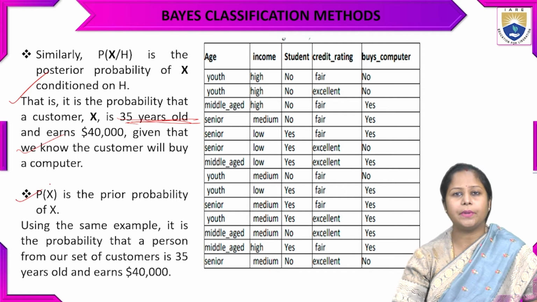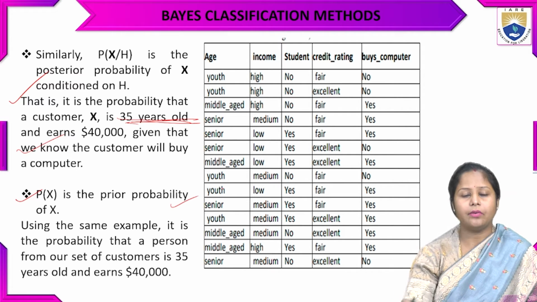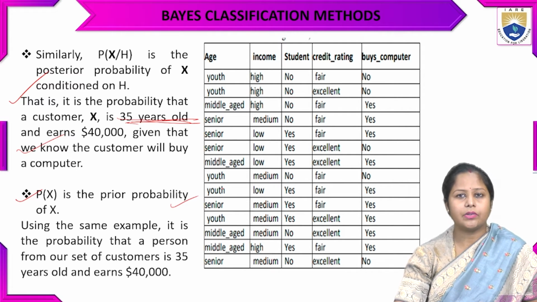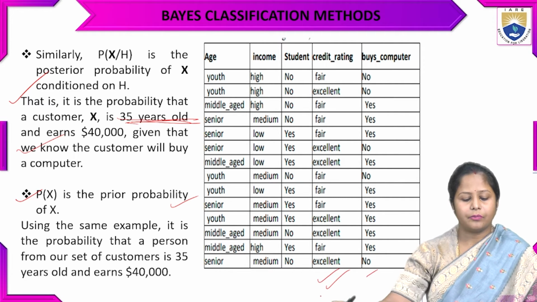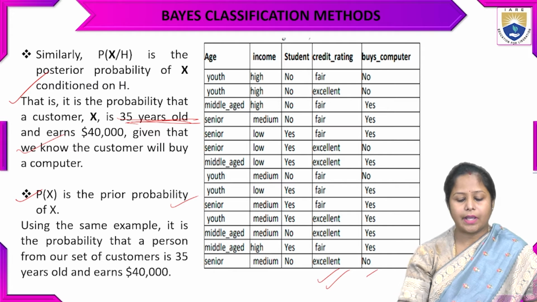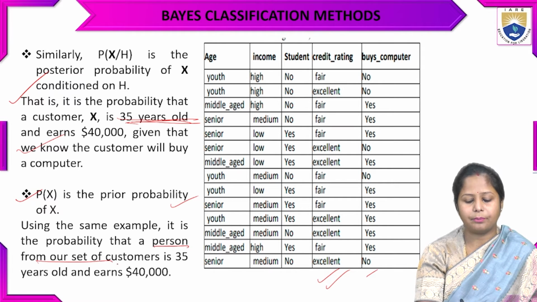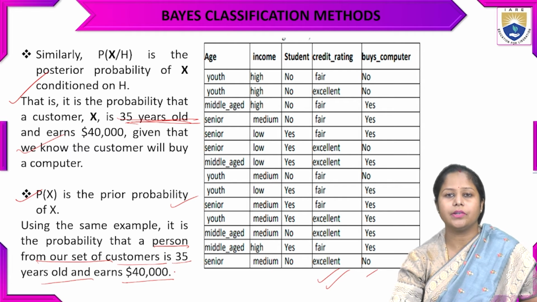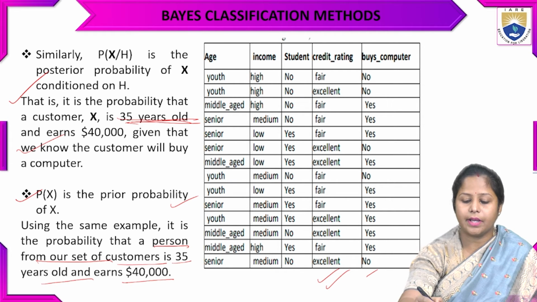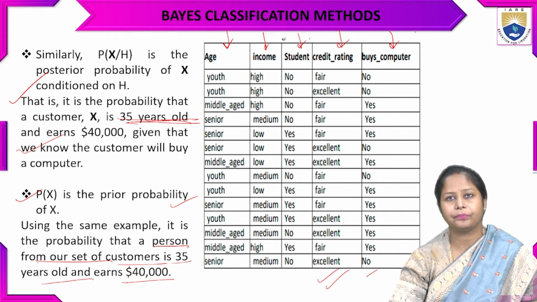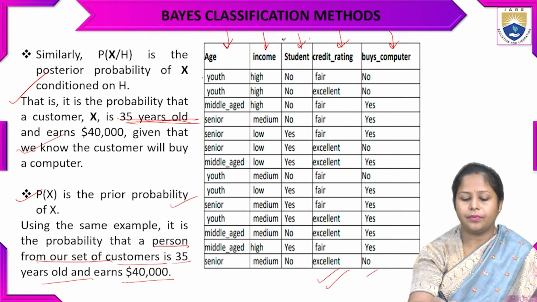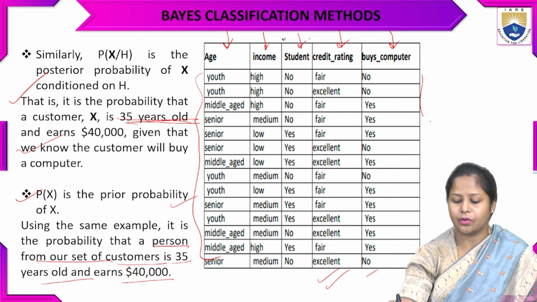So here the term P(X) is the prior probability of X. Using the same example, we can see the table. From the table, it is the probability that a person from our set of customers is 35 years old and earns $40,000. Here we have the columns age, income, student, credit rating, and buys computer, with different class labels as records.